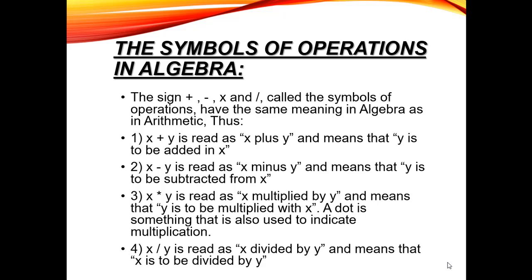Number 2: x minus y is read as x minus y and means that y is to be subtracted from x. Number 3: x, with a multiplication sign, y is read as x multiplied by y and means that y is to be multiplied with x. A dot is also used to indicate multiplication. Number 4: x slash y is read as x divided by y and means that x is to be divided by y.